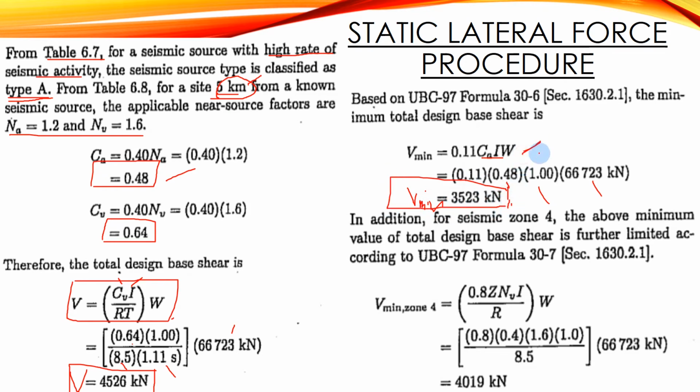In addition, for seismic zone 4, the above minimum value of total design base shear is further limited according to the UBC 97 formula: 0.8 times Z of 0.4 times NV of 1.6 times I of 1, over R of 8.5, times the weight, which is given. So we have the V min for seismic zone 4, which is 4,019 kilonewtons.